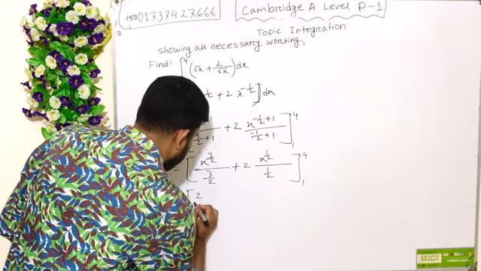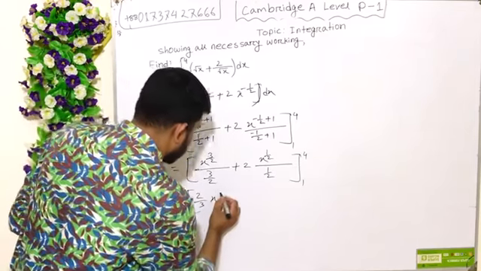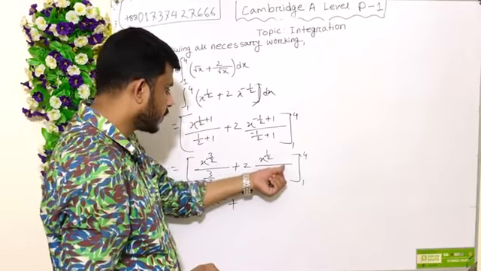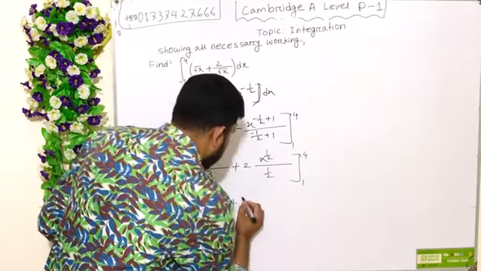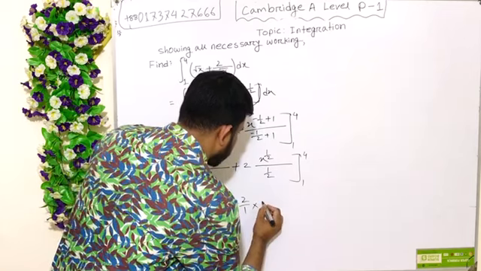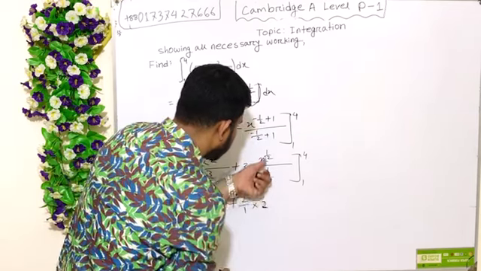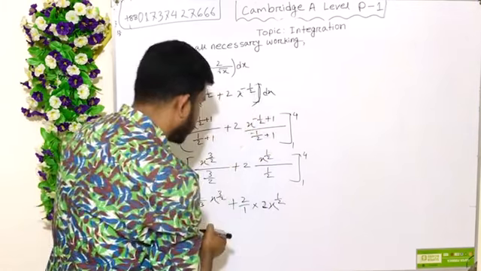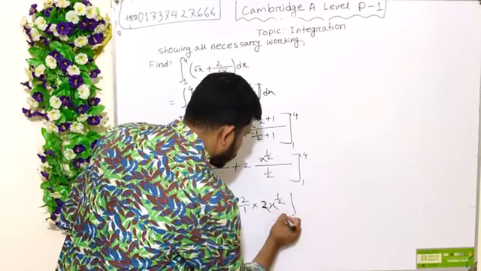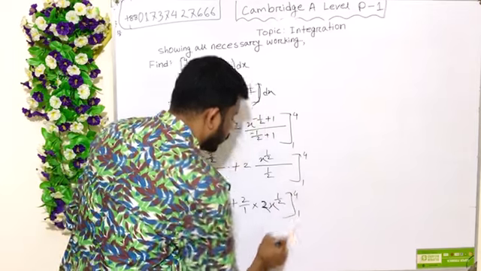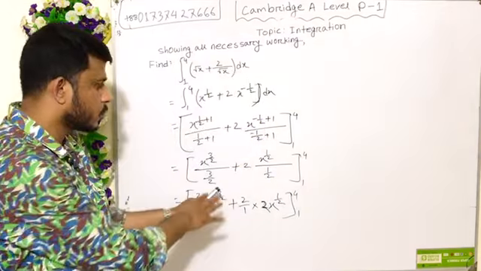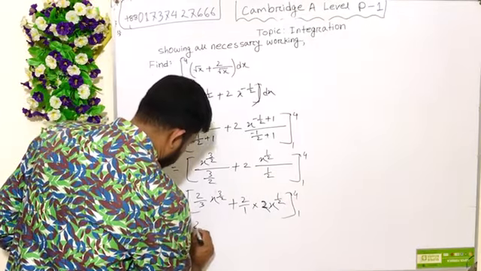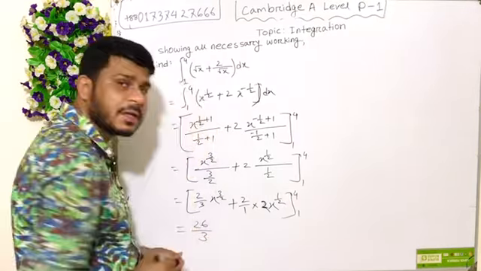So we can write 2 by 3, and x to the power 3 by 2 is just copy, and then plus, so if this is the divide sign and we revise it, it will be 2 by 1 multiplied by 2, and then x to the power half. This is with limits 1 and 4. So now if we calculate it, the result will be 26 by 3. So this is the result of this math.